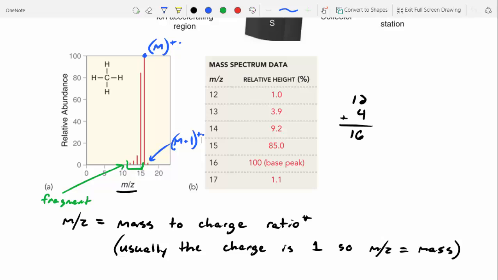What's the parent? So the parent peak is the one furthest to the right that's biggest, right? If we look at this, it's furthest to the right and it's largest. Oh, so base peak and parent are the same thing? In this case, it is. I'm going to show you guys some more complicated examples, and we'll discuss it in more detail, though.